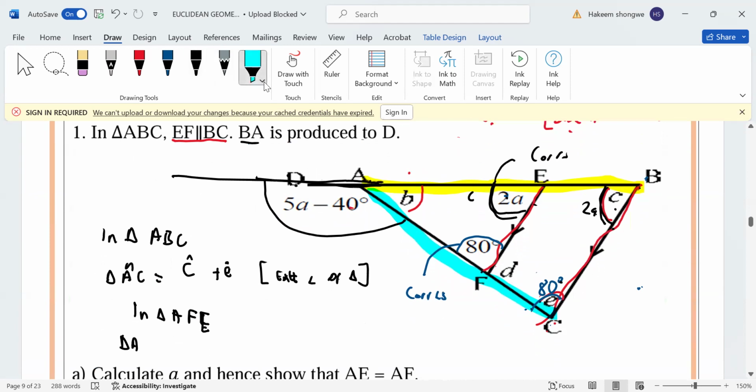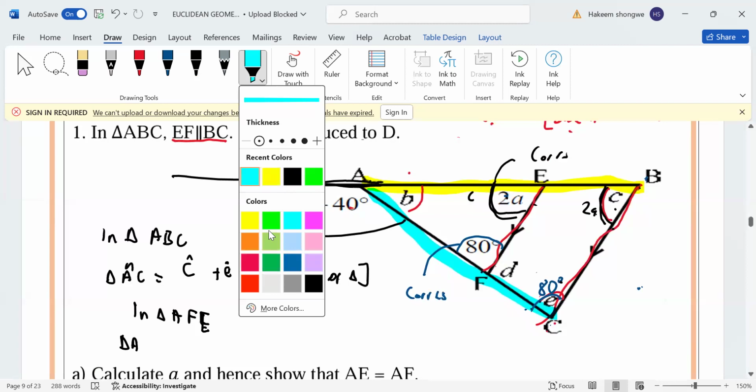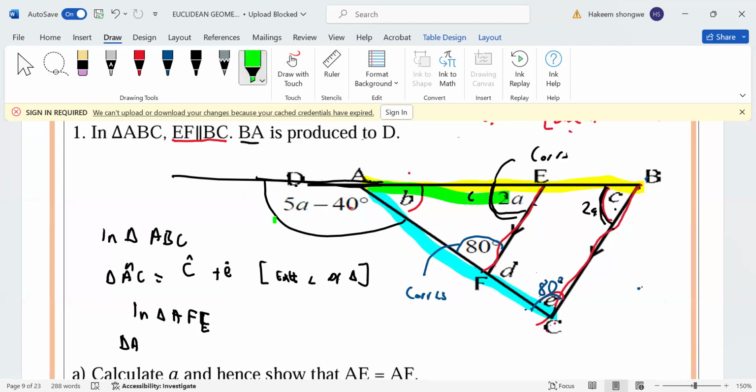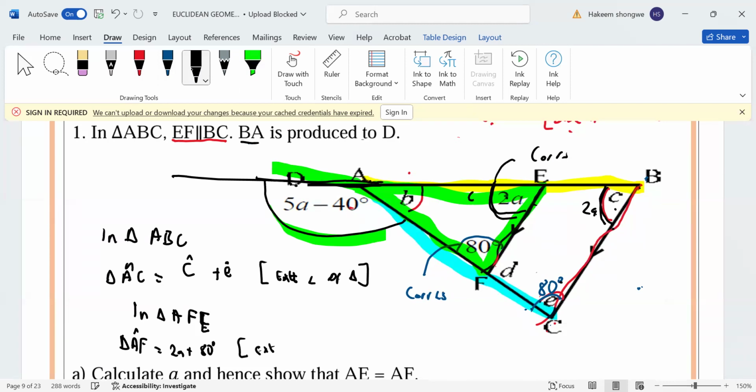Now we can highlight the triangle with a different color for those who don't see. Let's make it green. I'm talking about this triangle here. You see this one? This triangle now also has its own exterior angle. So this is the exterior angle that we're talking about. So what is that going to be equal to? DAF is going to be equal to what here? It's going to be equal to 2A plus 8. What is the reason behind that? Exterior angle of a triangle.